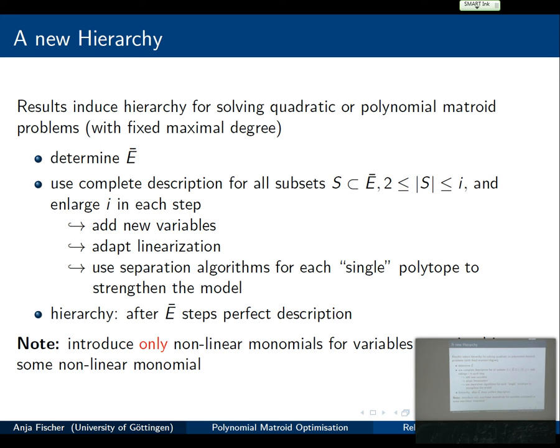One thing I want to note is that we only introduce nonlinear monomials for variables that were originally included in some nonlinear monomial. So we had this linear part, and we do not need monomials that interact with this linear part. So that's maybe nice.